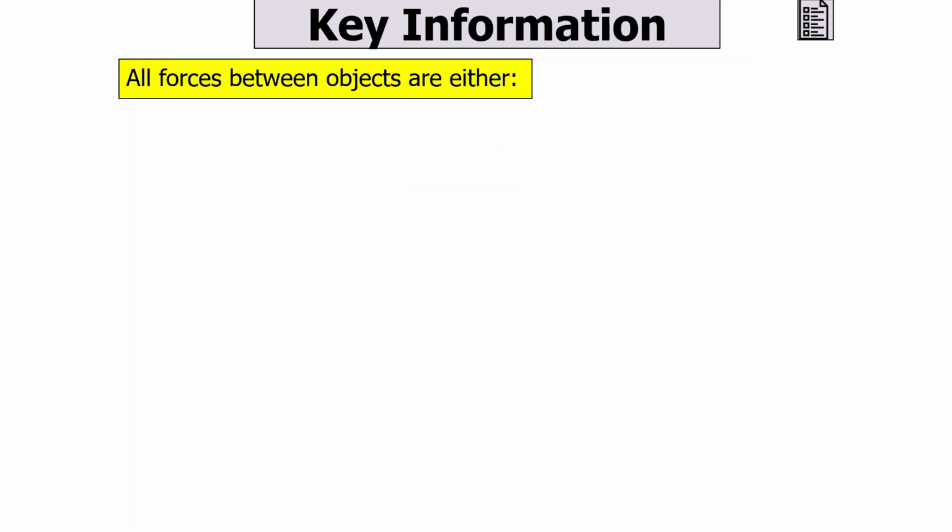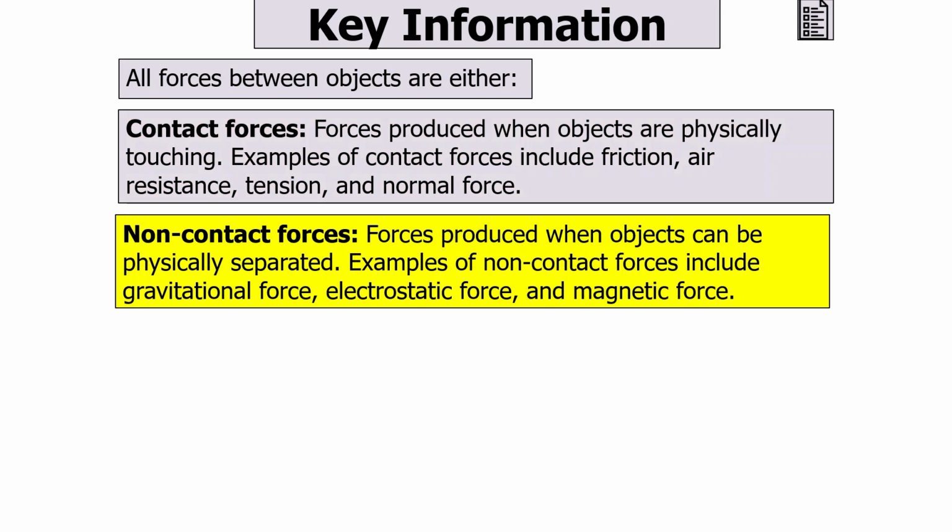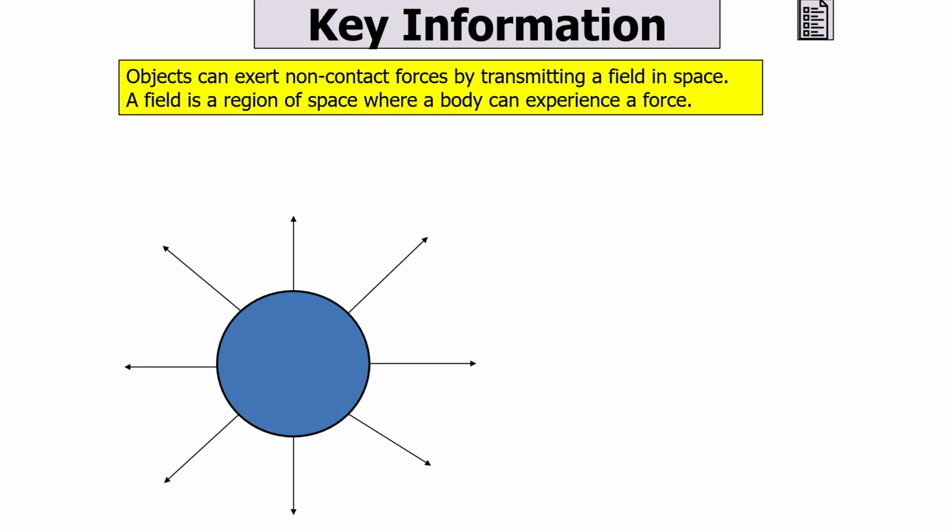Now we can say that all forces between objects are either contact forces, which are forces produced when objects are physically touching. So examples of contact forces include friction, air resistance, tension and the normal force, and non-contact forces, forces produced when objects can be physically separated. Examples of non-contact forces include the gravitational force, the electrostatic force, and the magnetic force. So objects can exert non-contact forces by transmitting a field in space.